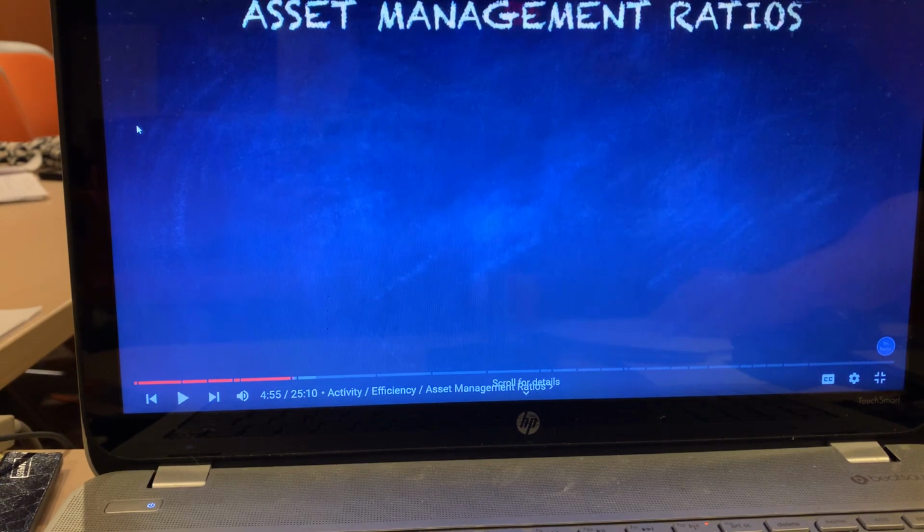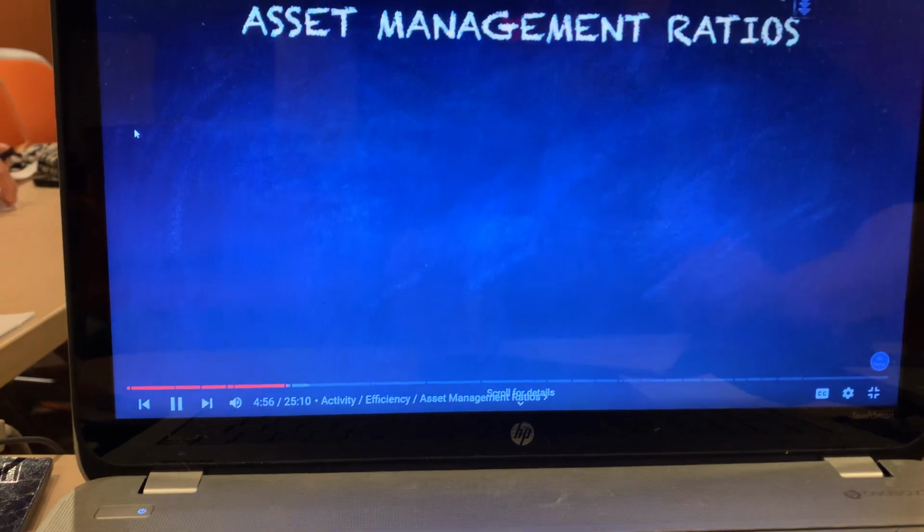So we just did the first set of financial ratios. Any glazed looks, or shall we continue on? I see soldiering on. Okay, let's soldier on. This is the biggest chunk. Activity, efficiency, and asset management ratios are large, but we'll go through them bit by bit.